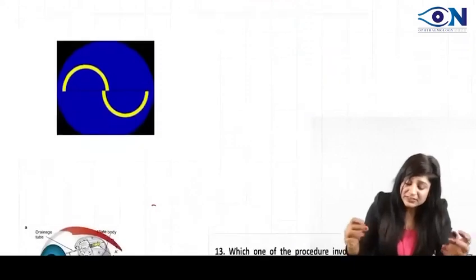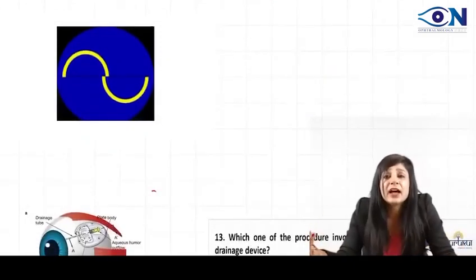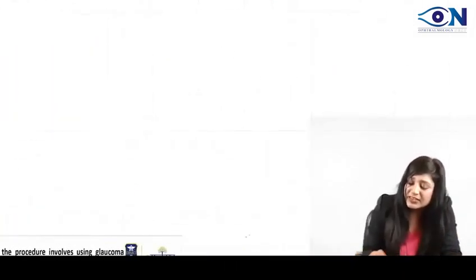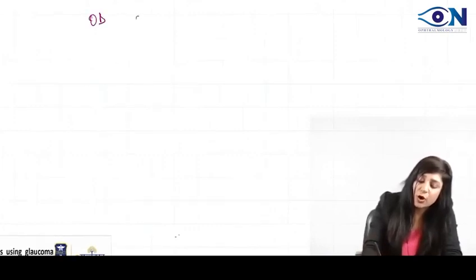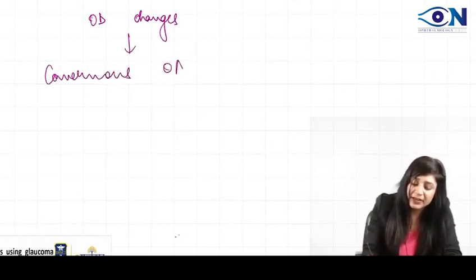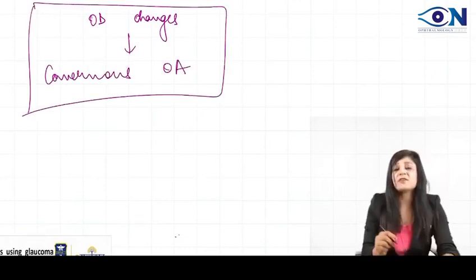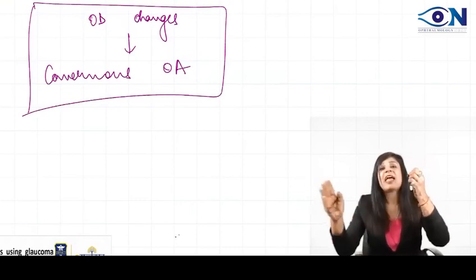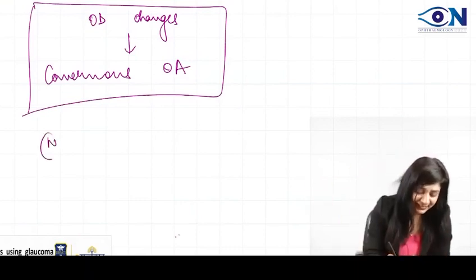So this is the first part, that is the raised IOP. Now second is the optic disc changes. In optic disc changes, the final thing we have is cavernous kind of optic atrophy. In optic disc changes, we are going to have cupping. And guys, one more thing: the normal CD ratio.